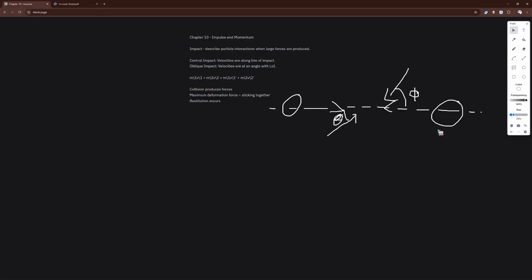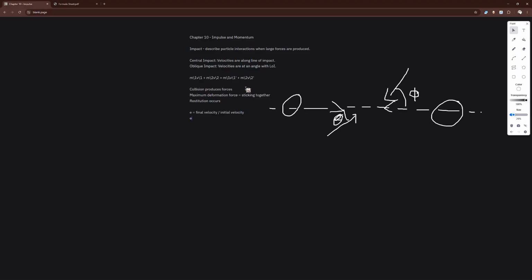The coefficient of restitution is what is actually going to help us with the fact that we have two unknowns in our equation, right? So restitution, we use lowercase e to represent it, is equal to the final velocity divided by the initial velocity, right?